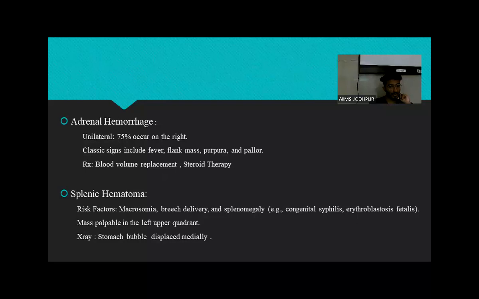It can be managed with blood volume replacement and steroid therapy. Splenic hematoma is usually seen in children who have added splenomegaly, and also in children with macrosomia, and in case of breech delivery. Clinically, a mass will be palpable in the left upper quadrant, and the X-ray would show a stomach bubble displacement medially.